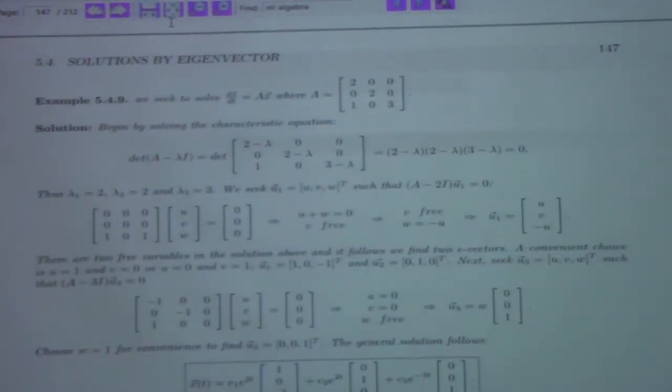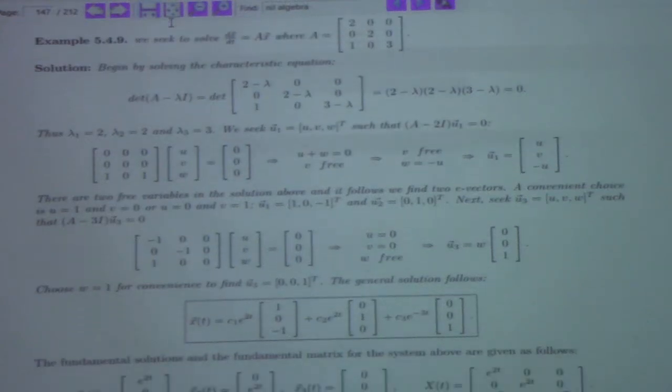Good grief. How many examples do I have in these notes? What's the point of this example here? Let's see. It looks like we've got 2 repeated, right?